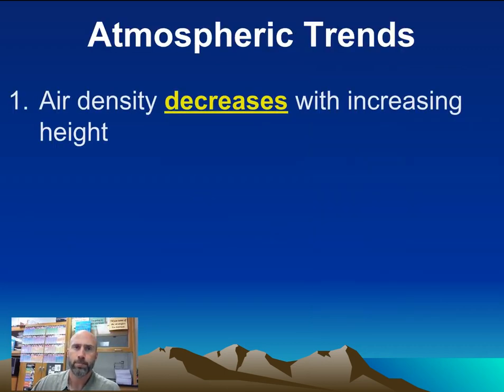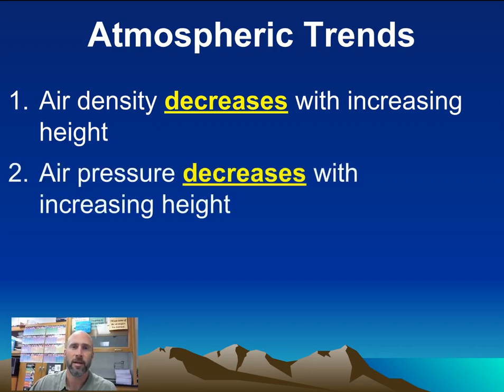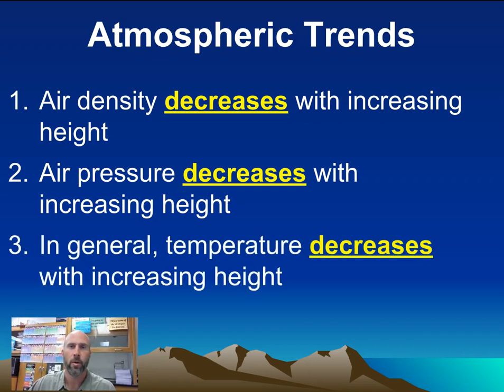All right, so big ideas with atmospheric trends. Air density decreases with increasing height, okay? Because it's more dense at the surface, it's going to become less and less dense as we go up higher. Now, as a result of that decrease in density, the air pressure decreases with height. And you guys probably have experienced this, either going up in an airplane or maybe to the top of a building where your ears pop, right? And that's because there's less pressure as you go higher and higher. In general, again, we're talking about pretty much the troposphere, temperature decreases with increasing height, okay?